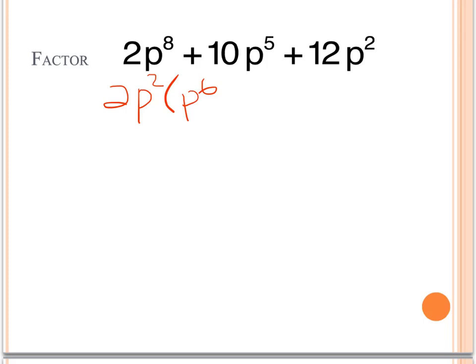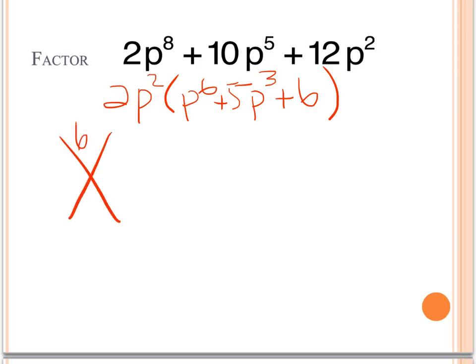Then the second one, 10 divided by 2 is 5. And then if I take out two p's, I'm going to be left with 3. And then 12 divided by 2 is 6, and if I take out 2 p's, I have no more. And then I can factor it. 6 and 5 gives us 3 and 2.